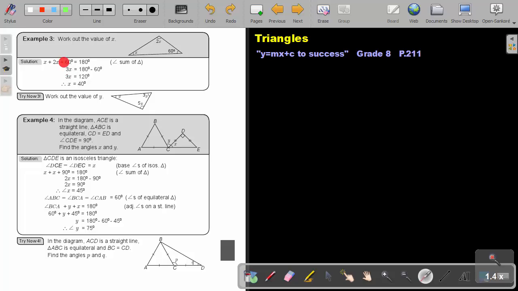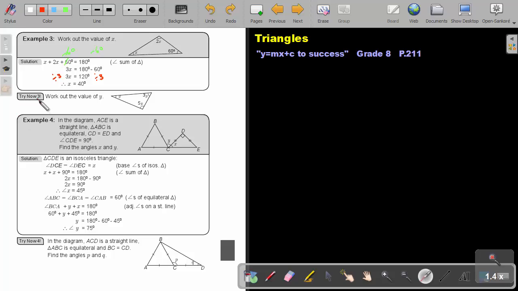To cancel this 60 on this side, I subtract 60 and I subtract 60. So this cancels and I'm just left with that 60. So 3x is 120. I divide by 3 on both sides. So I will find that the value of x is 40 degrees.